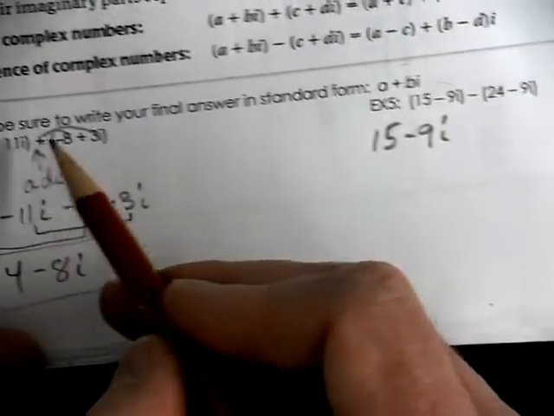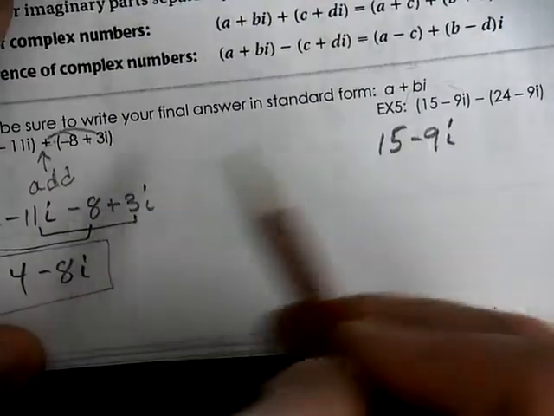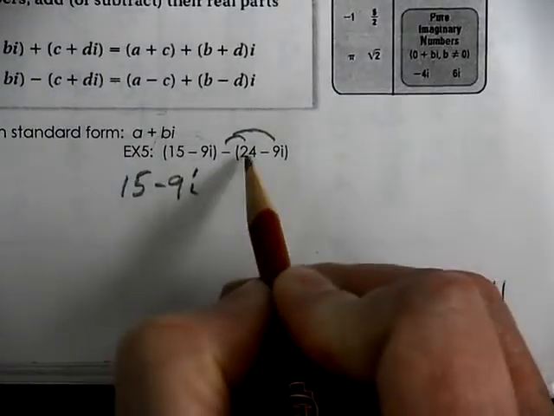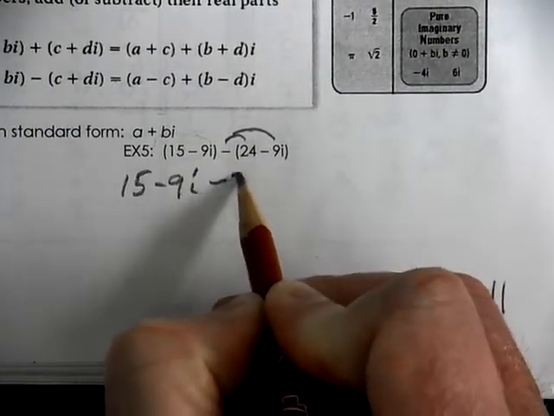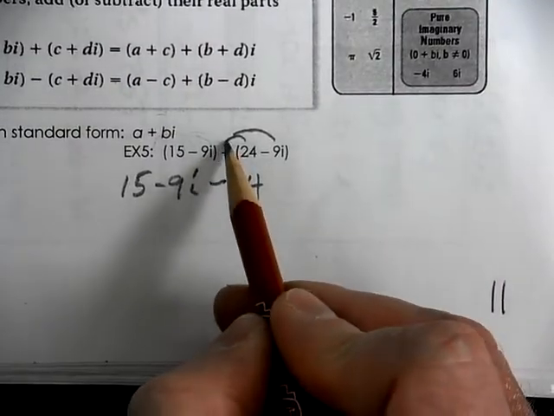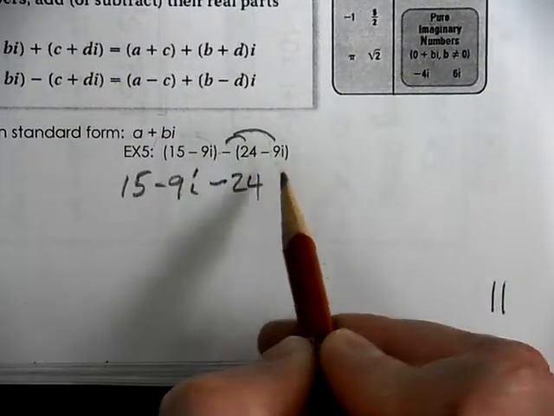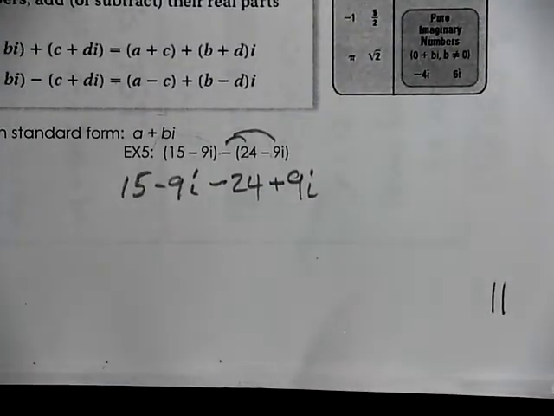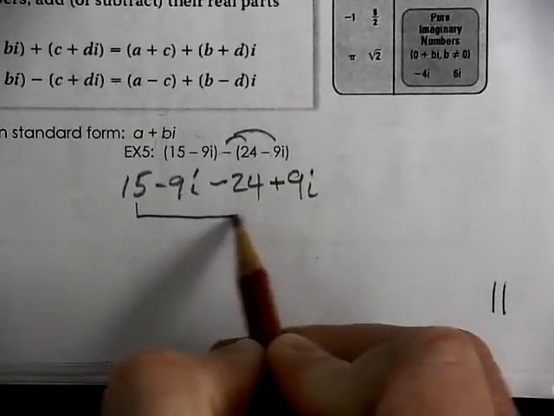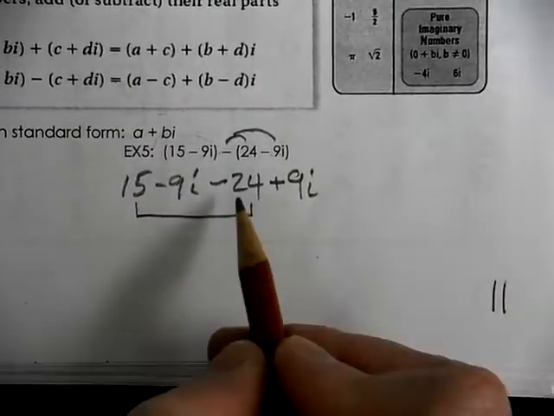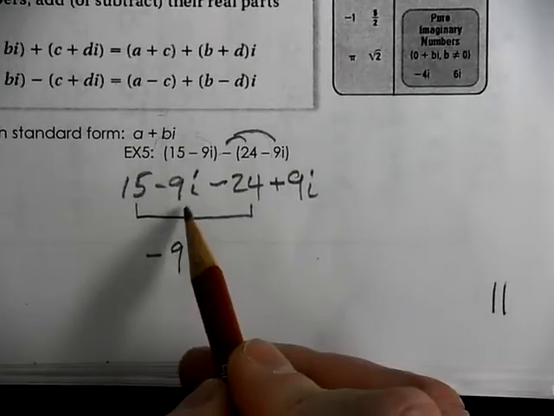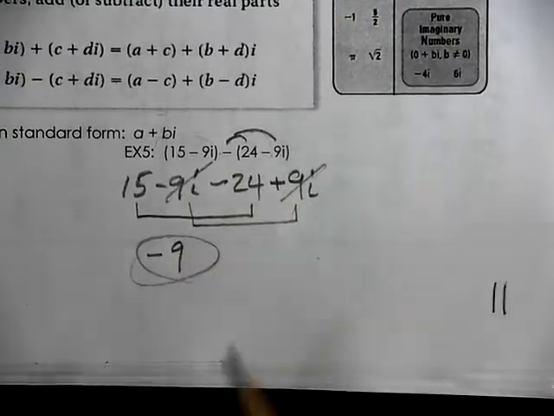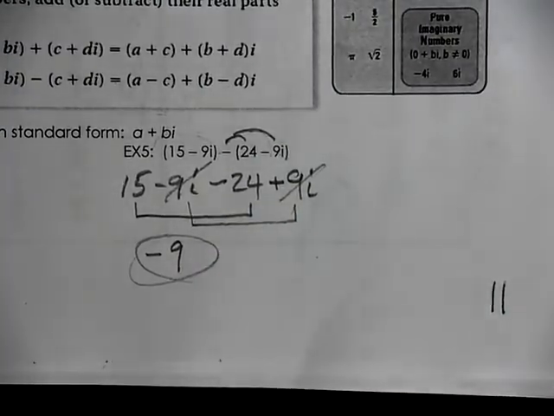Here, like we did before, we distributed the positive, but it didn't change anything. When we distribute a negative, it does change things. It makes the 24 become a negative 24. But more importantly, it makes the negative 9i become a positive 9i. And we put these together, and it looks like that's going to be negative 9. And we put these together, and it looks like they're going to cross out. So our answer is just negative 9.